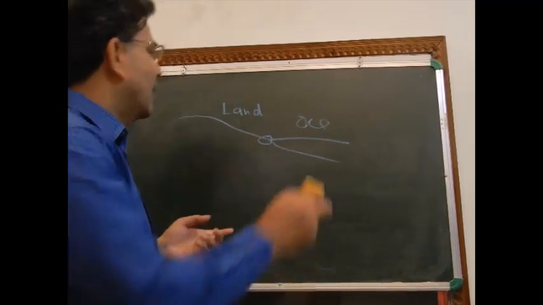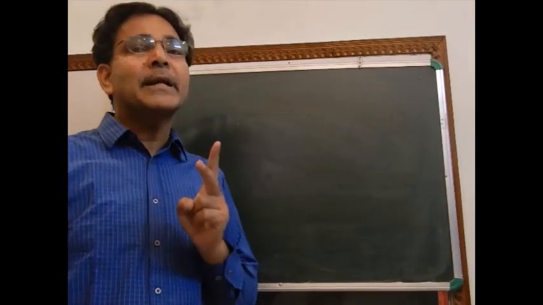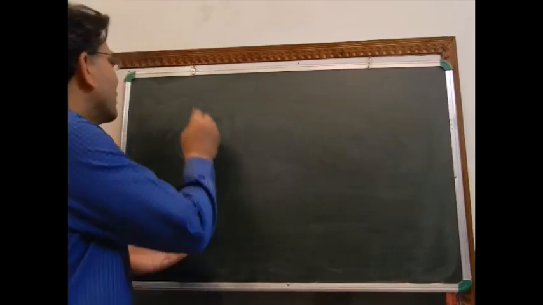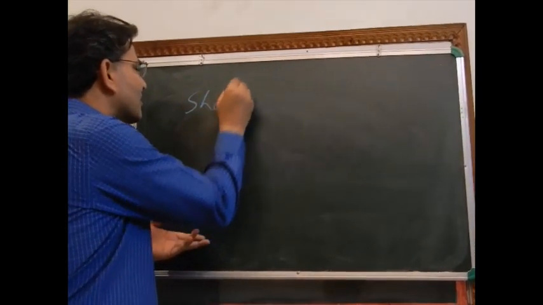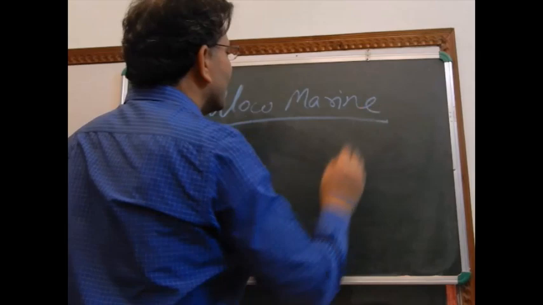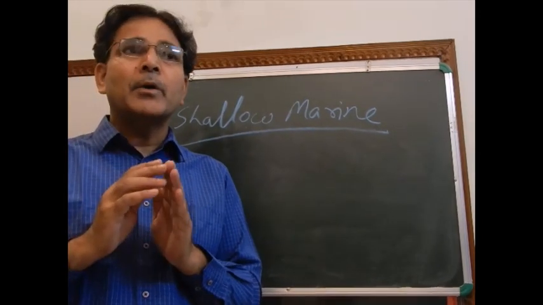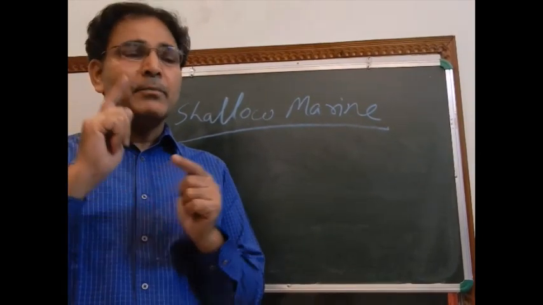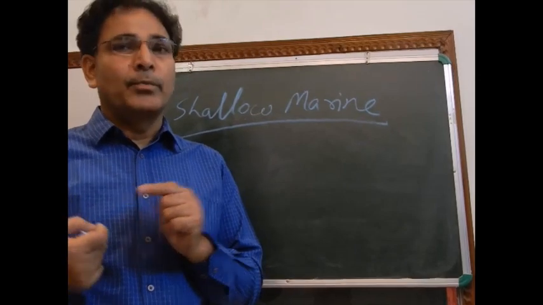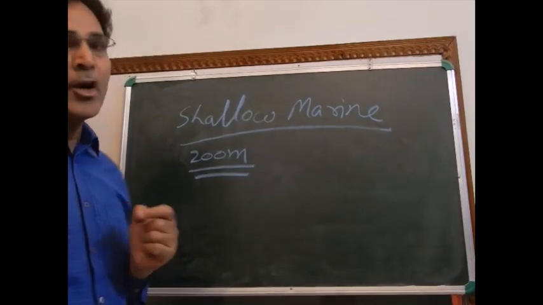Then the third is the oceanic environment or marine environment, and that is classified into two: the shallow marine environment and the deep sea environment. Today we are going to discuss the shallow marine sedimentary environment. Shallow marine sedimentary environments are those environments which lie in the ocean up to a depth of 200 meters. It means the 200 meter depth, that is the continental shelf, or the photic zone. So up to a depth of 200 meters into the ocean is the zone of shallow marine environment.